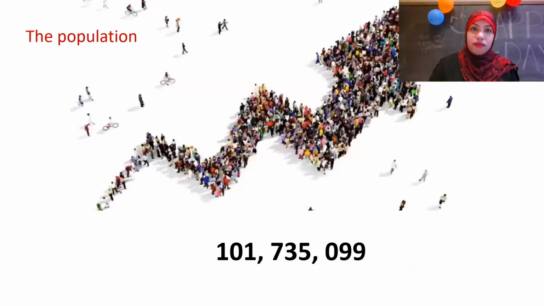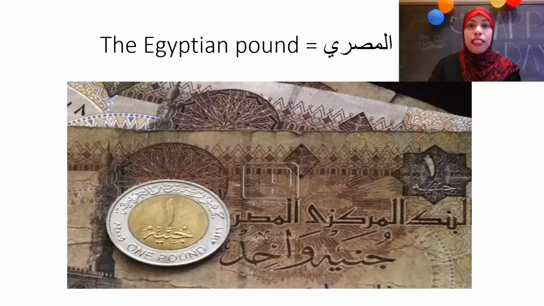So the population of Egypt, now we are more than 100 million Egyptians. And of course, the number is increasing by day. There is an increase in the number. But that's kind of the most updated number so far.